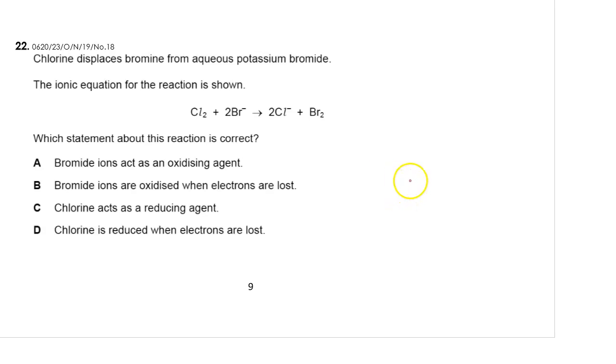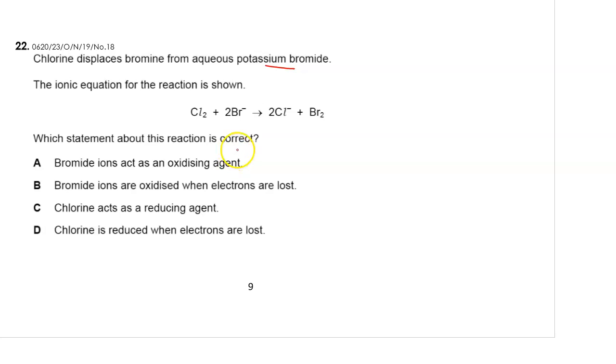Question number 22. Chlorine displaces bromine from aqueous potassium bromide. The ionic equation of the reaction is given here. Of course, potassium is a spectator ion, therefore we only write the ionic equation without it. Which statement about this reaction is correct?